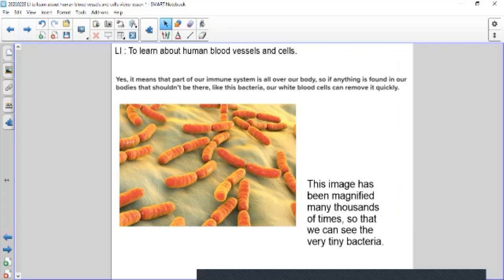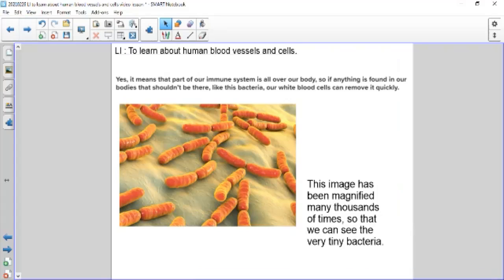Yes, it's very helpful to have white blood cells in our blood because it means that our blood is part of our immune system and it is throughout our entire body. So that if ever anything that shouldn't be there enters our body, the white blood cells find it quickly and then can prevent it harming us. And you've got the best chance of recovering without any real problems.